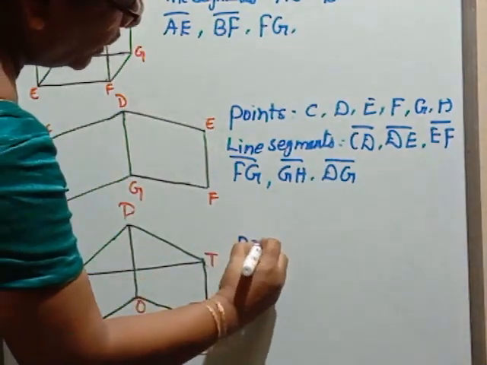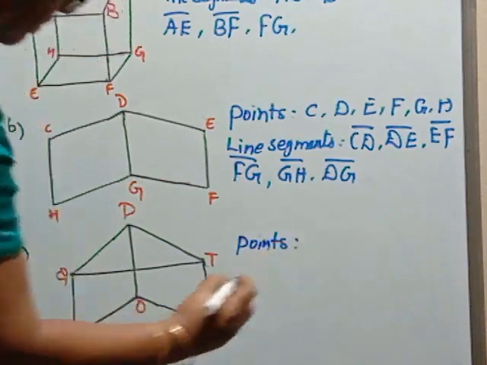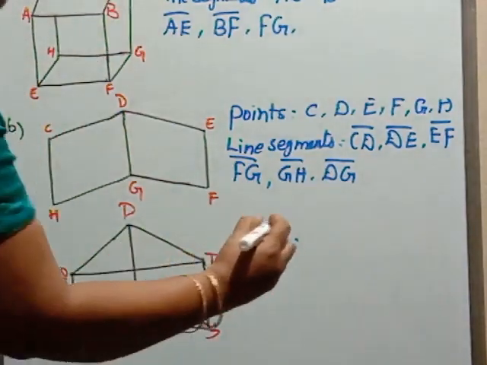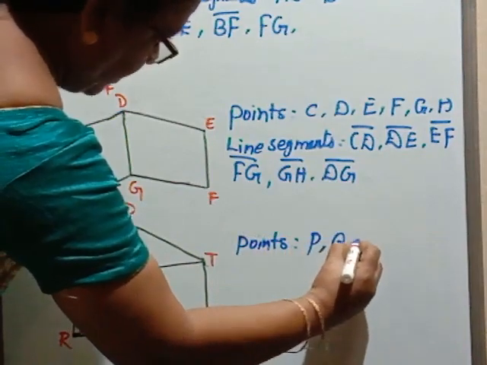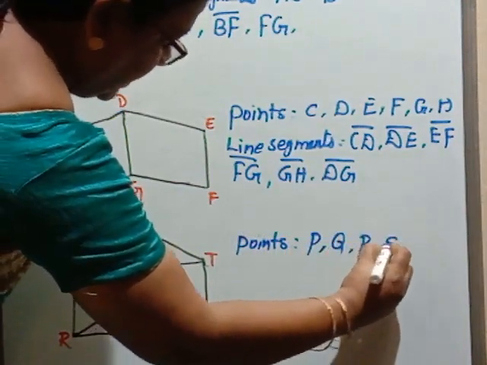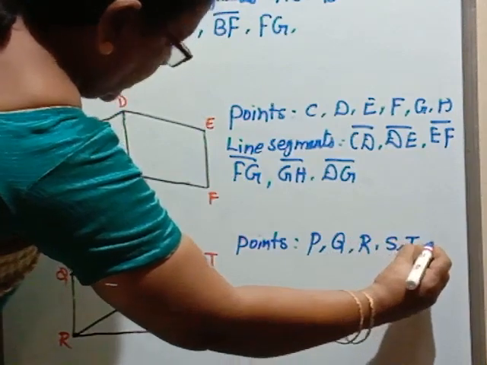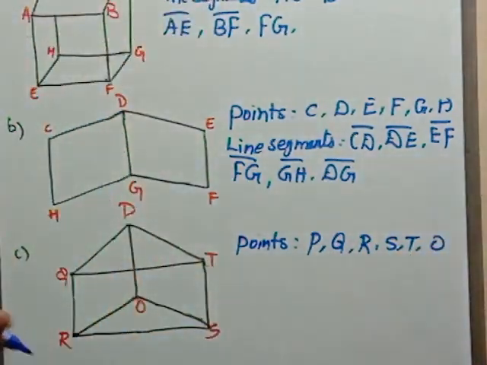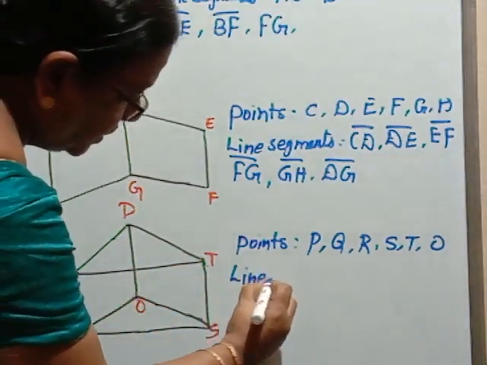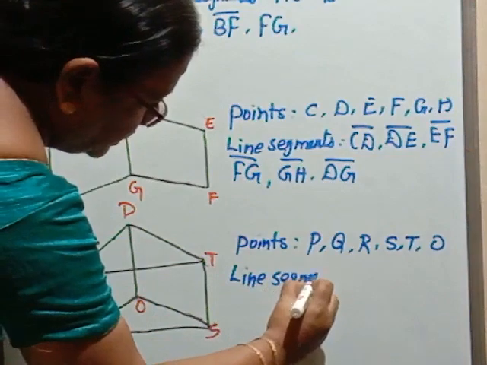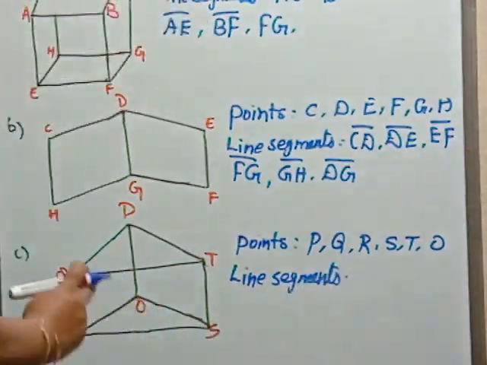In this, what all points can you find out? P, Q, R, S, T, O. Isn't it? Now, what are the line segments you have found out? What are the line segments there?